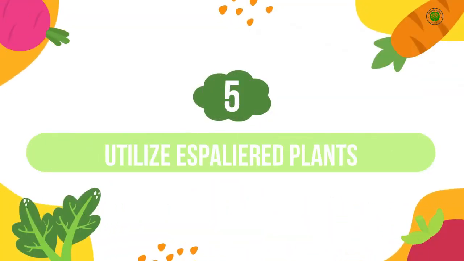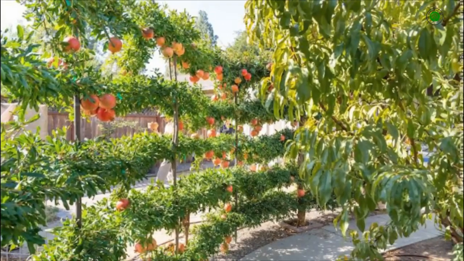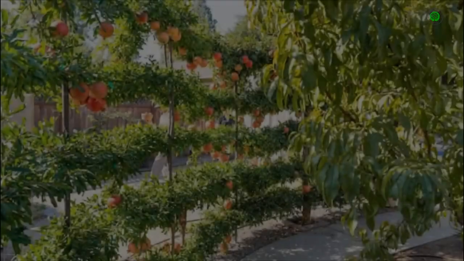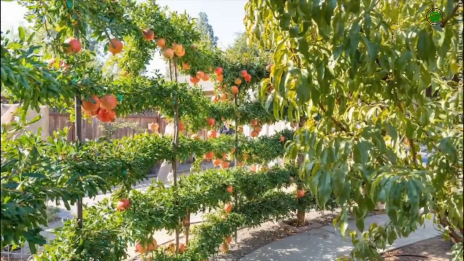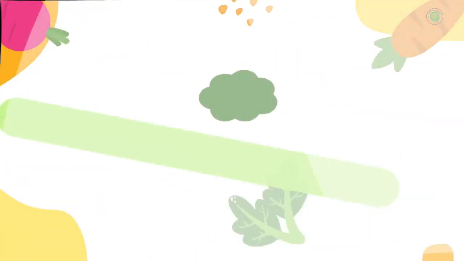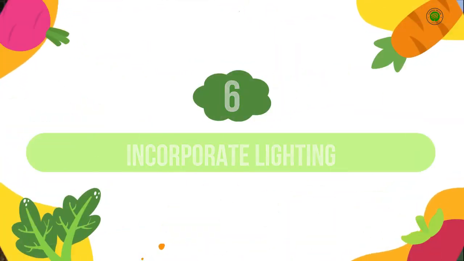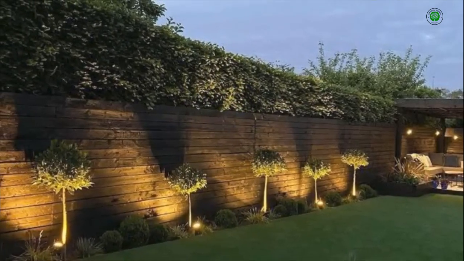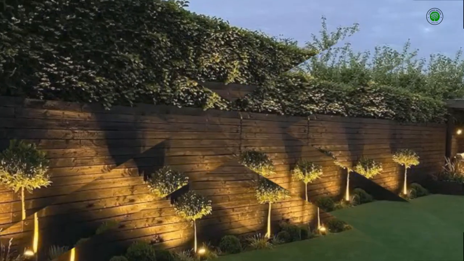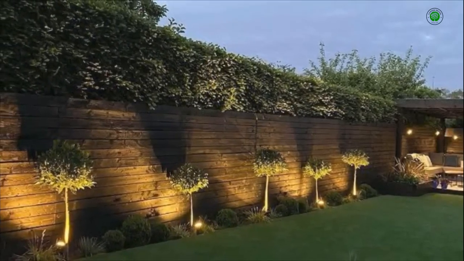Fifth, utilize espaliered plants. Train fruit trees or ornamental shrubs to grow flat against the fence. This not only saves space, but also creates a unique and artistic focal point. Sixth, incorporate lighting. Install outdoor lighting fixtures along the fence to illuminate your garden at night, highlighting the textures of the plants and decorative elements and creating a warm and inviting ambiance.